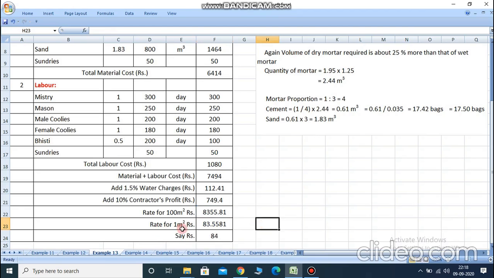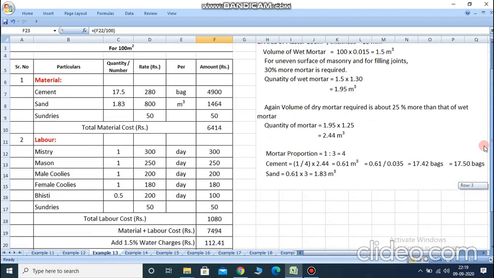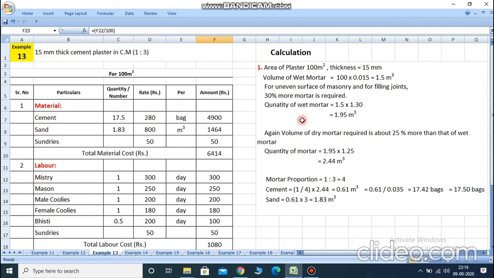Now for finding out the rate for 1 meter square, this value 8355.81 divided by 100. So we got the answer 83.5581 as the 1 meter square rate for a 15 mm thick plaster work. Now the round up figure is 83.55, round up figure is 84 rupees per meter square rate for a 15 mm thick cement plaster of ratio 1:3.